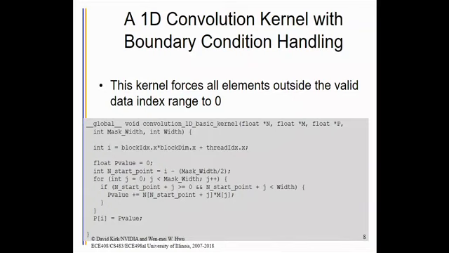So now it should be very clear to you that this policy assumes that the ghost element values are 0. Because if the input element is out of bounds, what are we going to do? Nothing, right? We have an if-then-else. If it's in bounds, we do this multiply-accumulate. But if it's out of bounds, we do nothing.